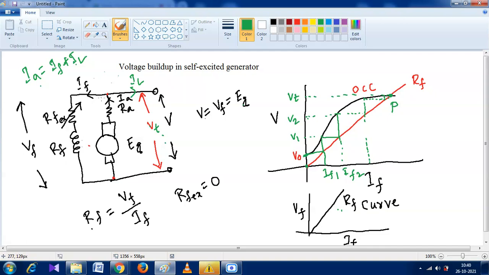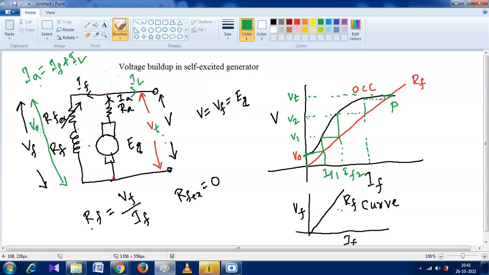Due to this voltage, there should be some field current, because this voltage is also across the field. Due to that voltage there should be field current, because this voltage is now across these 2 points. Have you understood that, Ayush? Yes, sir. Then what will happen?